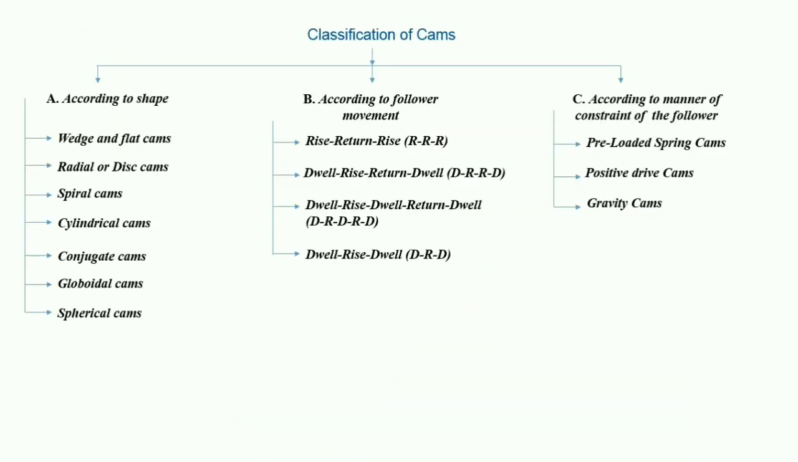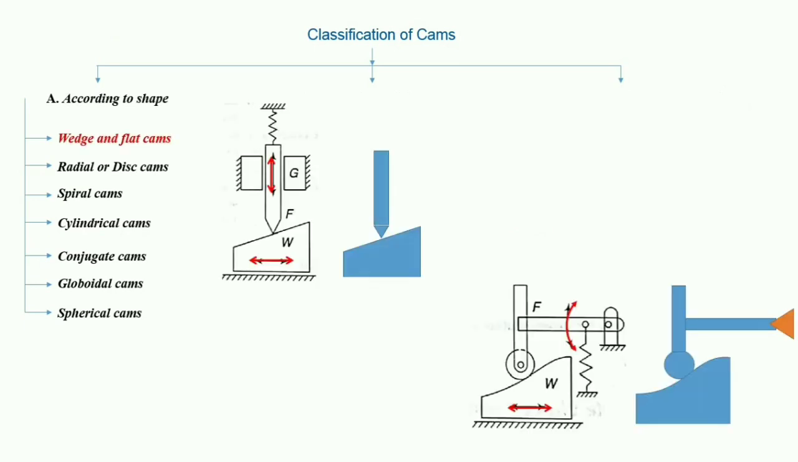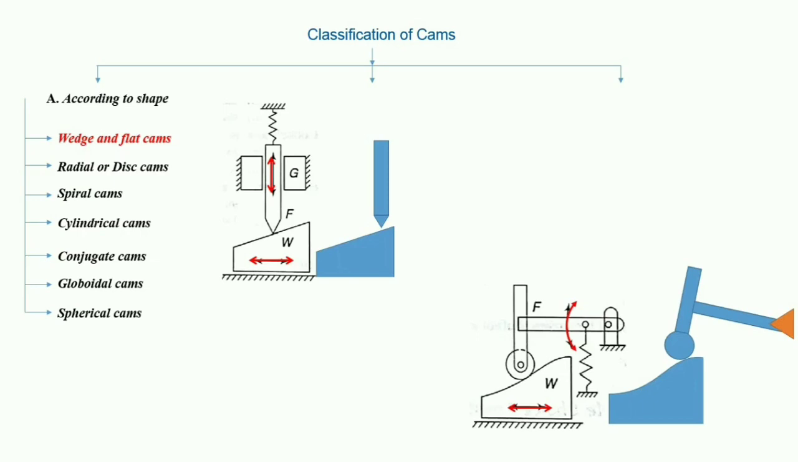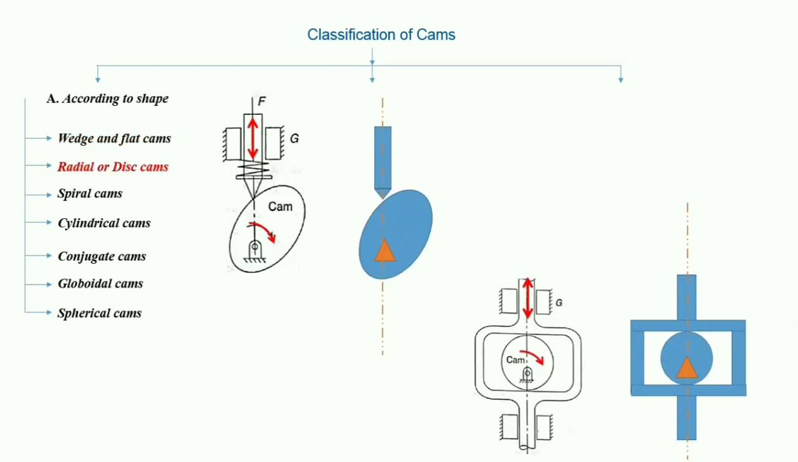Now the classification of cam: you can see according to shape, according to follower movement, according to manner of constraint of the follower. So one by one we will discuss all these cams. So first is wedge cam. Here you can see the wedge cam W has a translation motion, and the follower F can either translate or oscillate.